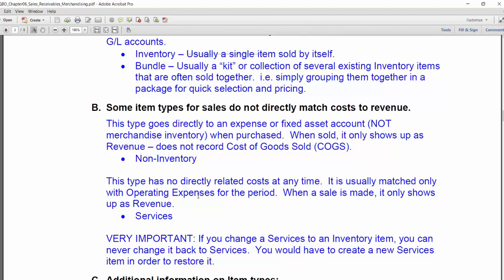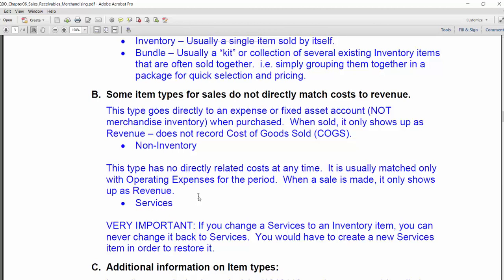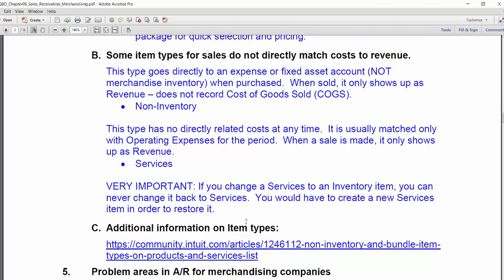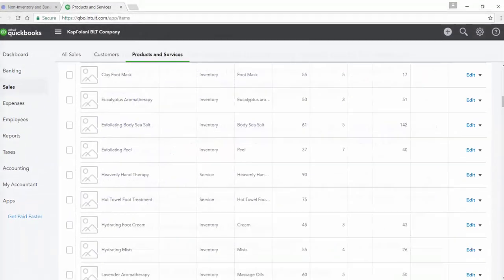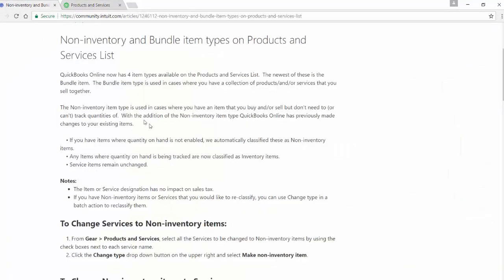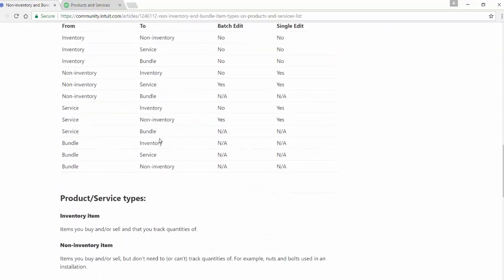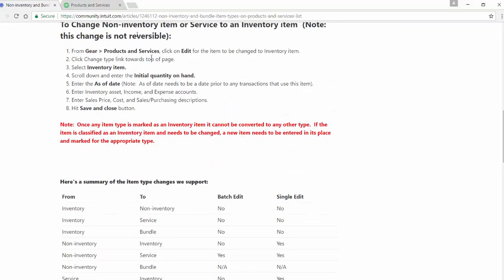Those items, if there are costs related, you're going to have to do it through some other system rather than the inventory system. One important thing here, if you're playing around with your different item types or product and service types and you change a service to an inventory item, you can never change it back to services. So I would be cautioning you against doing that carelessly. Also, you might want to take a look at this article that I have linked here, as it goes into pretty great detail about products and services and their connection and capability for editing and changing and so forth.